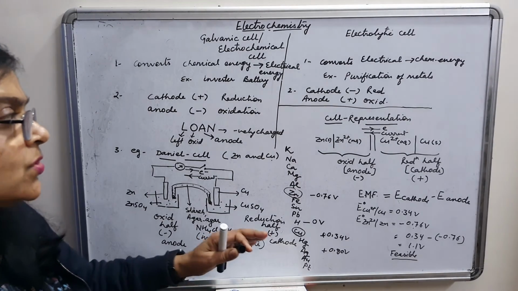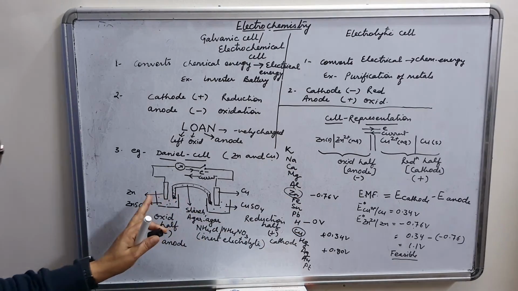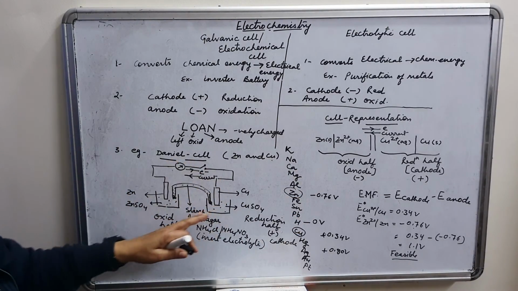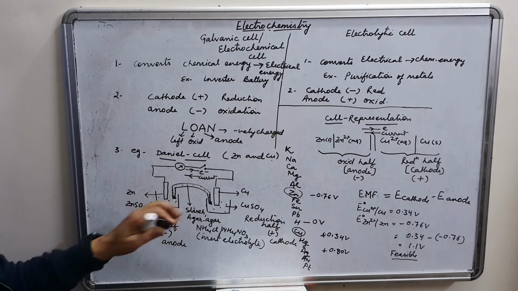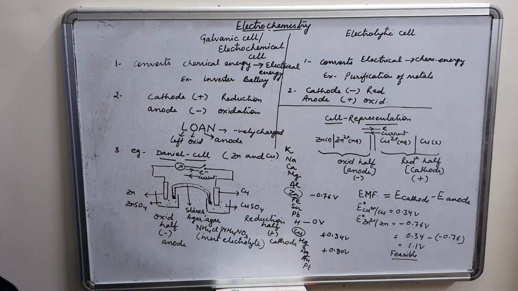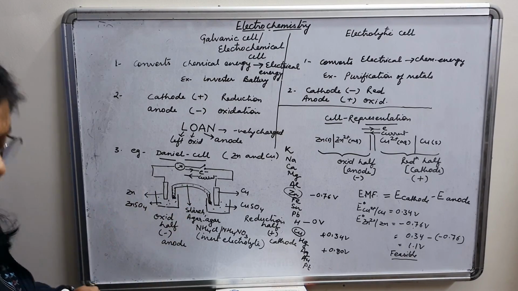Now, what are electrode potentials? That we have to see. Electrode potentials, they are the comparative oxidizing or reducing ability of any metal or of any element that we have to calculate.